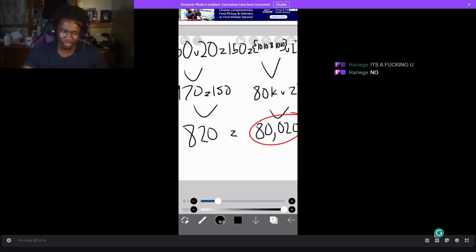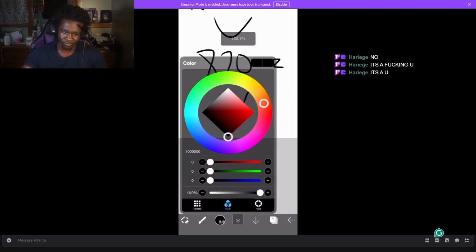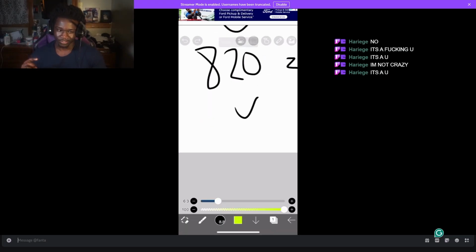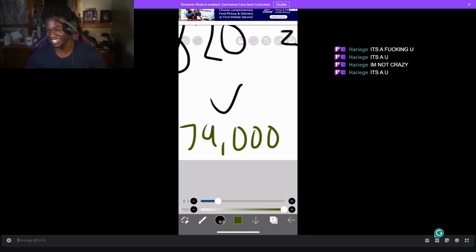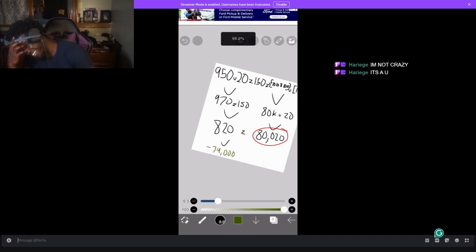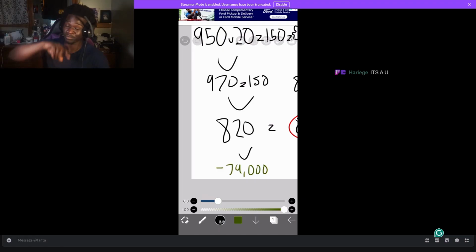79,200. Negative 79,200. You said negative 79,000. He said it's a U, it's a U, I'm not crazy. No, that's an arrow. It just looks like a U. Are you talking about the ones that are pointing down for the sums every time? Is that what you're talking about? Harry going crazy, bro.